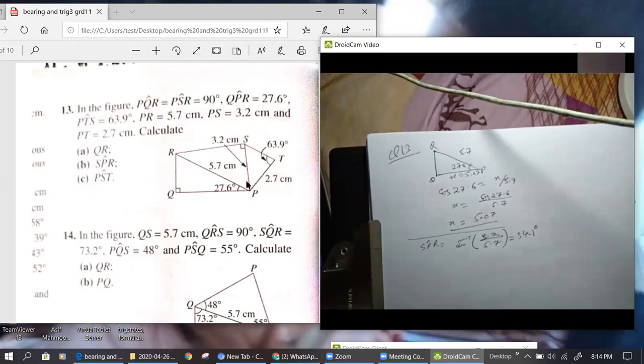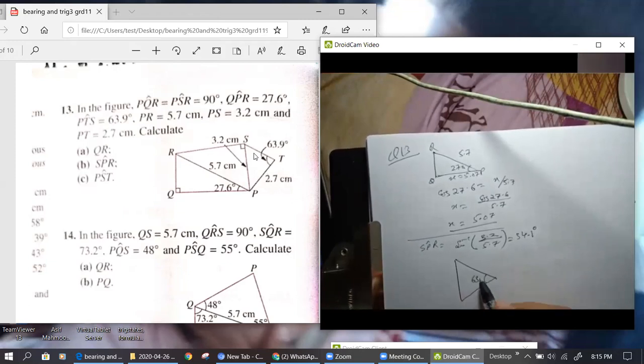PST is this angle, right? Now this is not a right angle triangle, and this arrow shows that 3.2 is PS. So let me make the figure for you again for this part. This angle given is 63.9, and this side is 3.2, and this is S, this is P, and this is T. So you need to calculate angle PST. And this is 2.7.